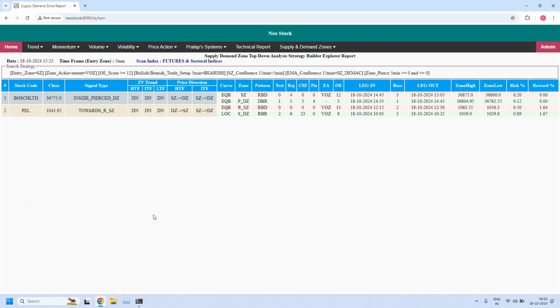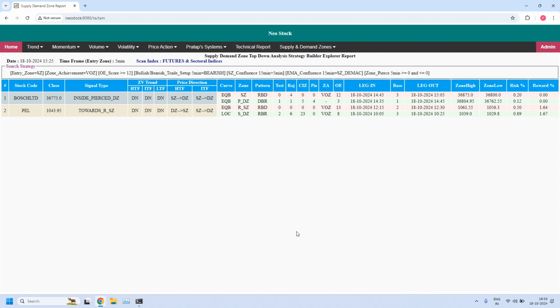So these two 15 minutes supply zones are having a daily EMA confluence. But the entry zones are 5-minute zones. The ones you are seeing on the screen are 5-minute zones, but these 5-minute zones are part of the 15-minute zones. And those 15-minute zones are having a daily EMA confluence. That's why it is a high probability setup.